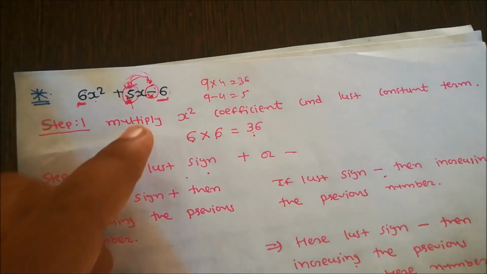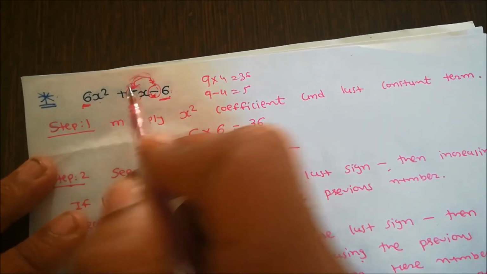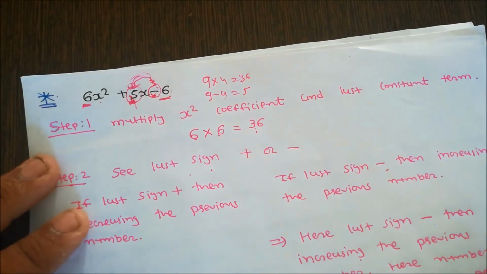And here last sign is negative. That's why subtraction of these two numbers must be equal to 5. So here 9 minus 4 is equal to 5. So our answer is right.